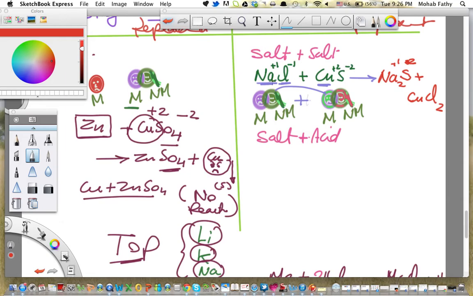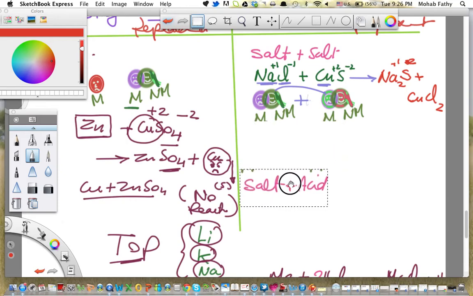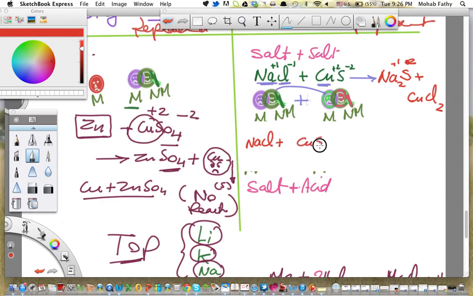Okay. Write it down. NaCl plus CuS. There's going to be a 2 in front of Na, because here there is Na2. Exactly. And that's it.